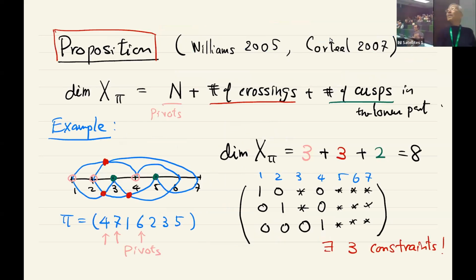All right, then this proposition is very nice and very simple. What this is telling you is, let's go to the example. The example says 4716235. So this means 1 goes to 3, 2 goes to 7, 3 goes to 1, and 4 goes to 6, and so on.